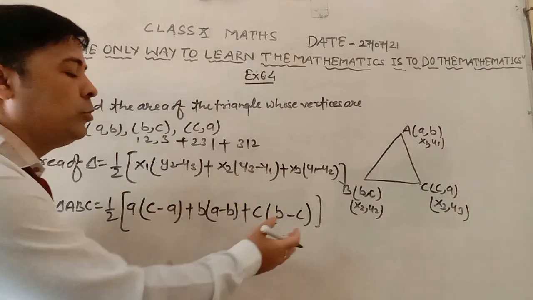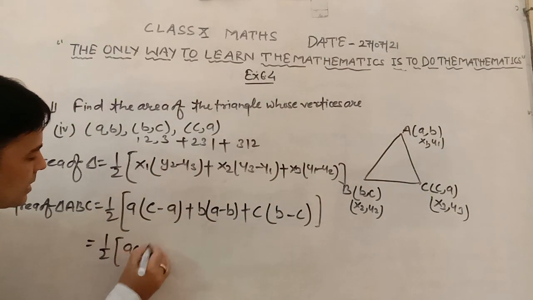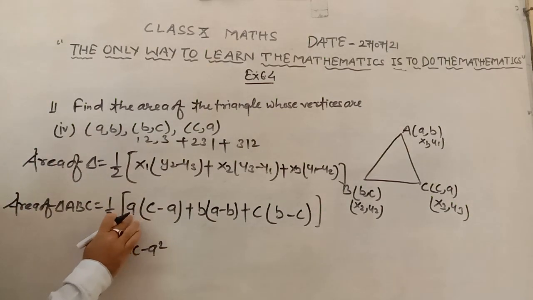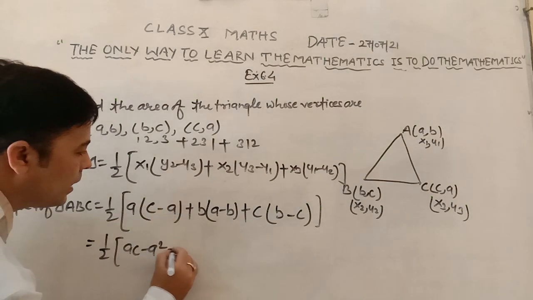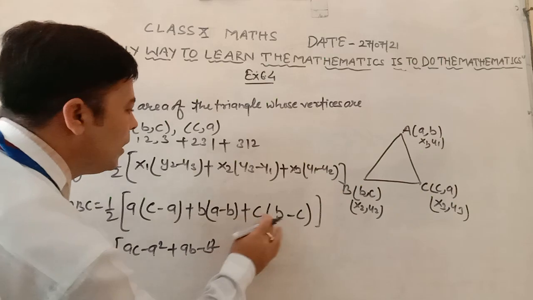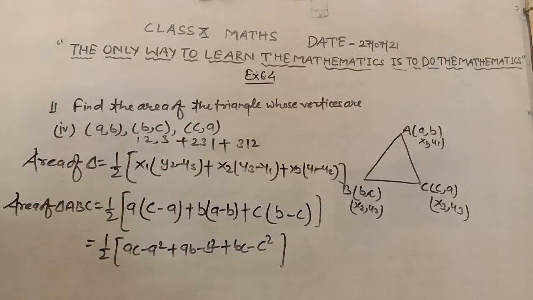Here we have to evaluate this. It is 1 upon 2 times [a(c minus a), which is ac minus a square, plus ab minus b square, plus bc minus c square]. If you see, there is no similar element, so you have to write it down as it is.